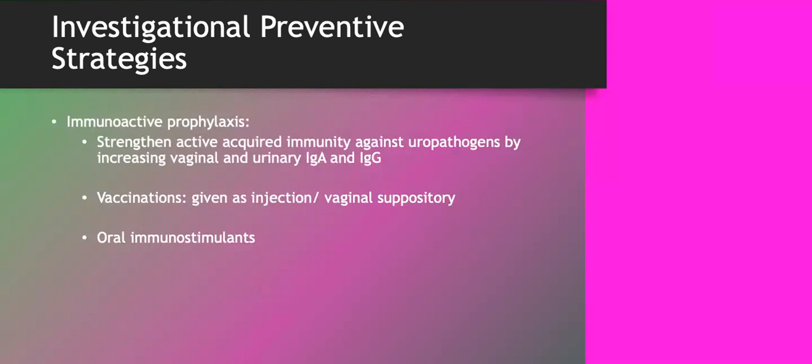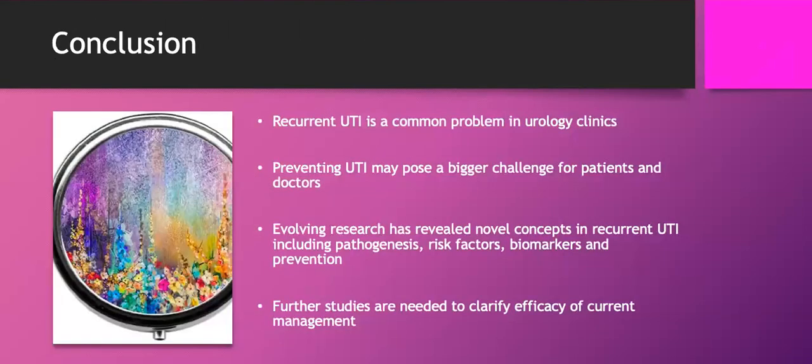And then there are some novel preventative strategies that are under investigation. You get active prophylaxis, which has been shown to strengthen active acquired immunity against uropathogens by increasing vaginal and urinary IgA and IgG. These come as vaccinations, which can be given as an injection or vaginal suppository, and oral immunostimulants, which we don't currently have in our setting.